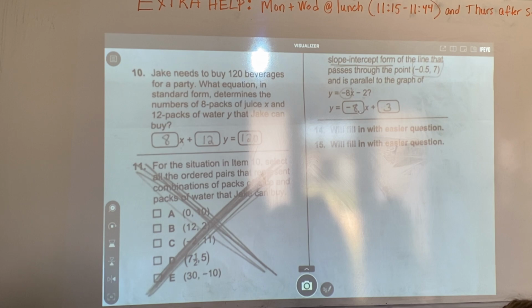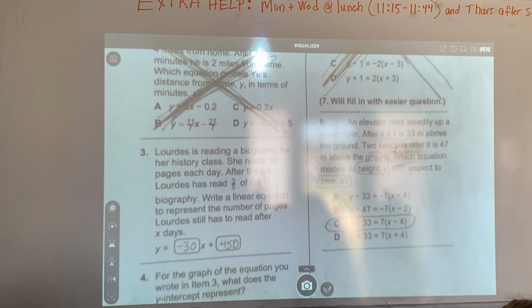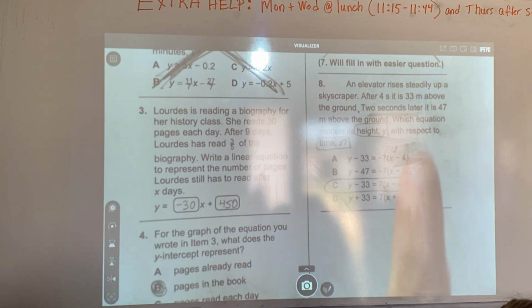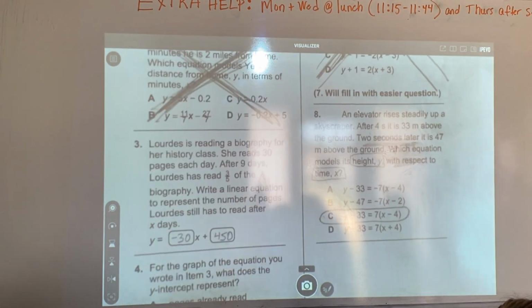Can we flip to the front page? Yeah, you can. There was one that I was having a lot of trouble with. Was it the elevator one? I think so. Okay. So, first let's read the question.